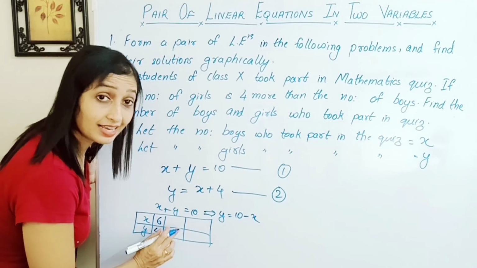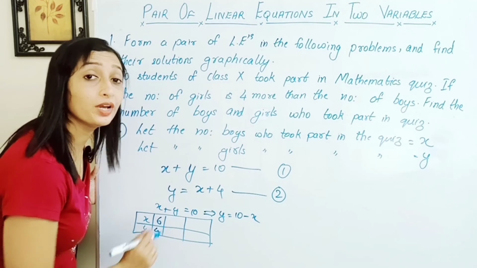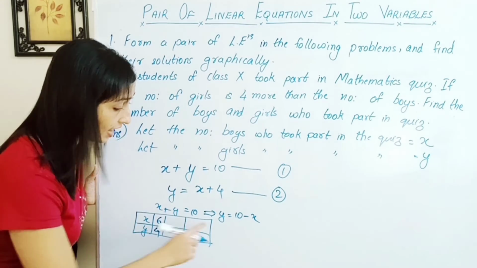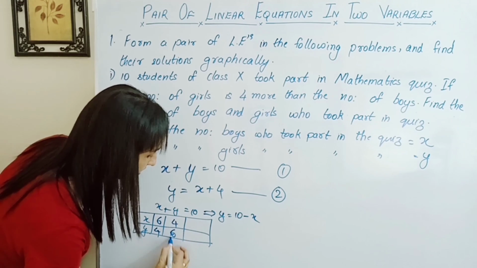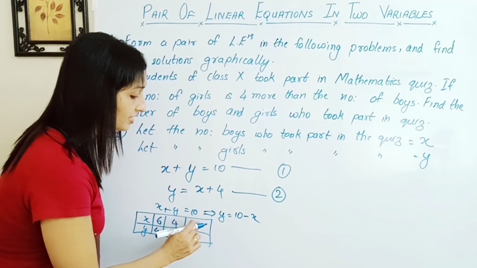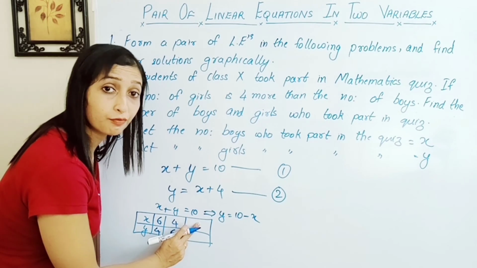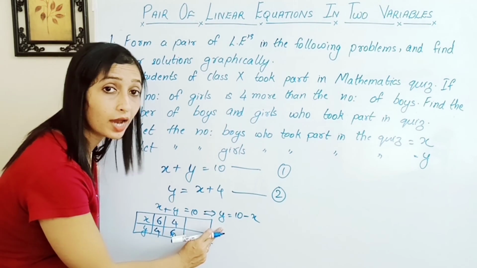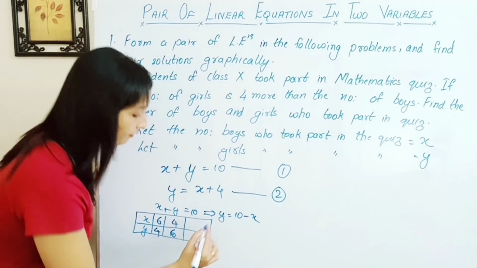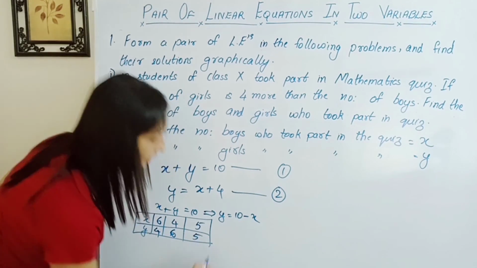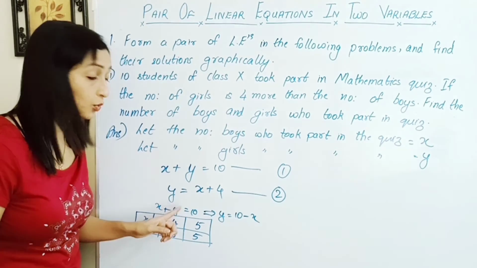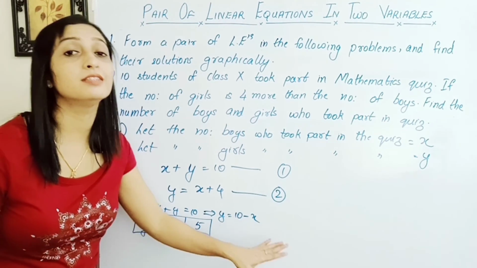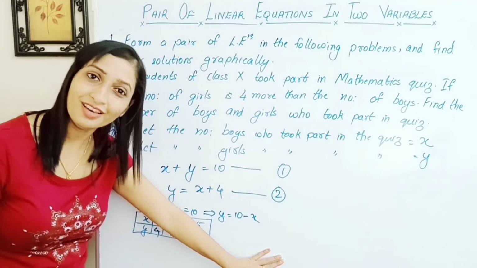Now when I take x as 4, what do I get the value of y? I get y as 6. So when x is equal to 4, y is 6. Now when I take the value of x as 5, what do I get the value of y? I get the value of y as 5. So when I take x = 5, I get y = 5. Now we have derived the table of solutions for equation 1. Now let us find the table of solutions for equation number 2.